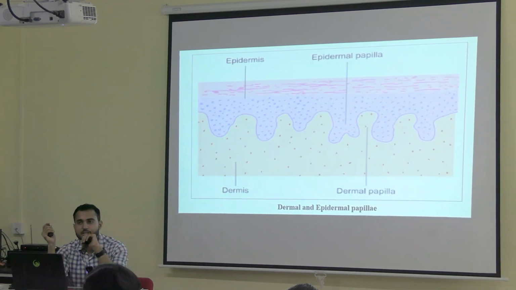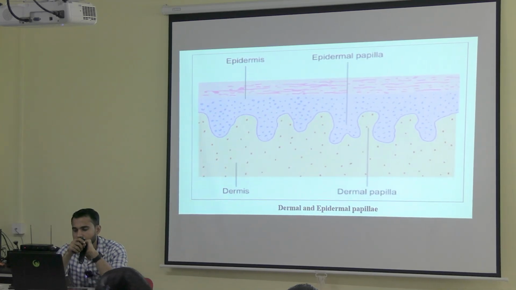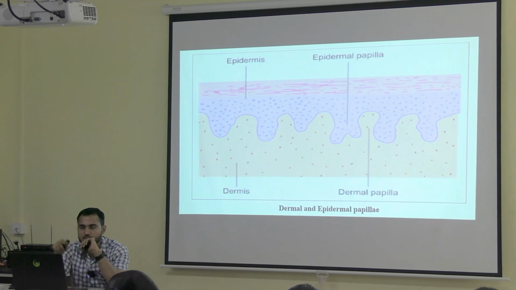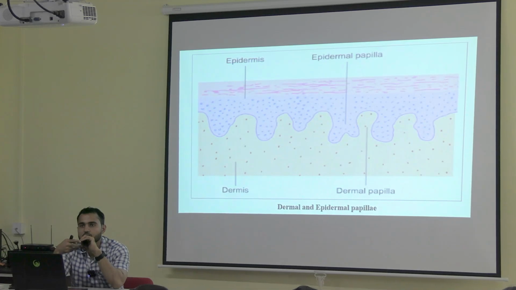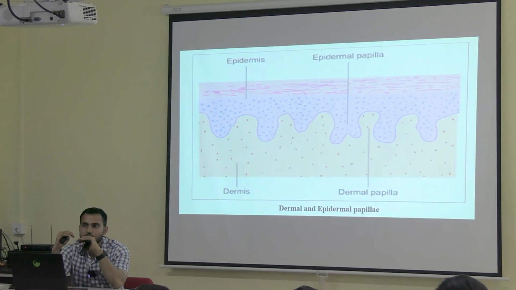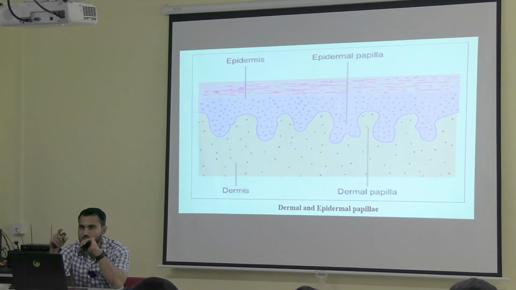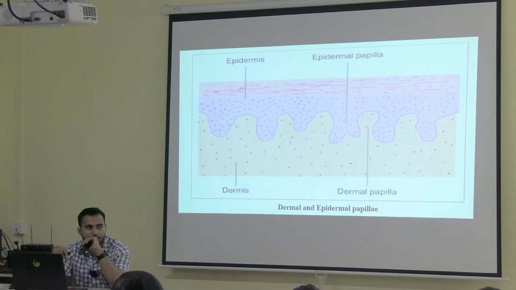So 2 types of papillae are there. Dermal papillae are present and epidermal papillae are also present. The downward projection of the epidermis into the dermis is called epidermal papillae. Both papillae are present, and it is very important because both layers are folded against each other with the help of these papillae. That's why the junction of both layers is not straight. It is wavy in appearance.